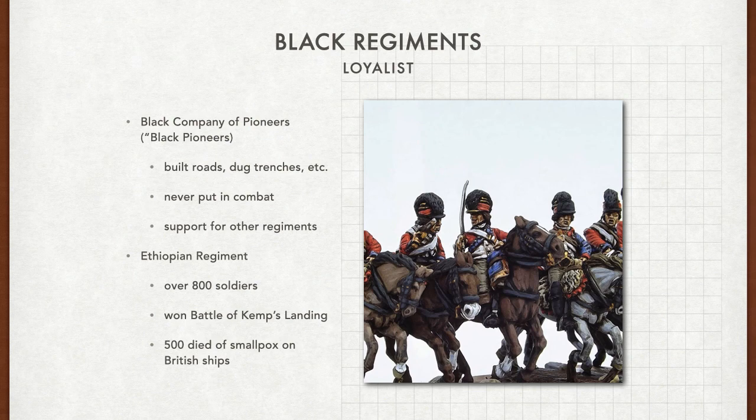So there were many black regiments during the American Revolution. The largest regiment was the Black Company of Pioneers, or the Black Pioneers, who were responsible for building roads, digging trenches, and other manual labor. They were typically divided into smaller corps and attached to larger armies. They would support General Clinton's regiments in North Carolina, New York, Newport, Rhode Island, and Philadelphia. This regiment was never put in combat, thus receiving no casualties.